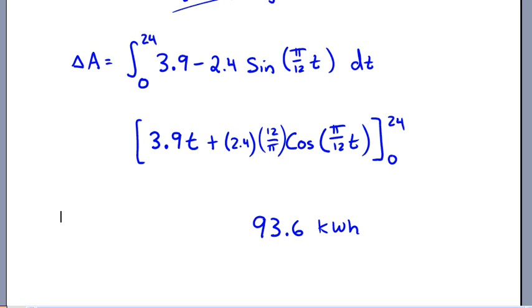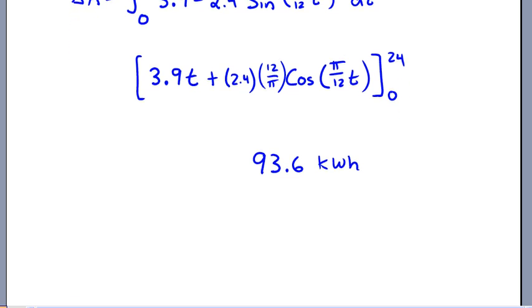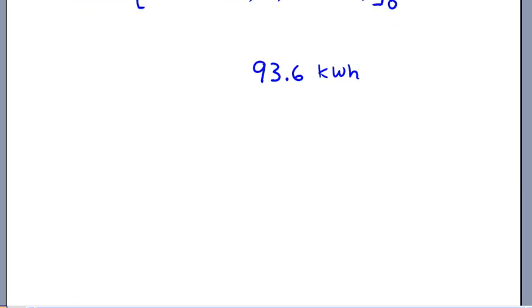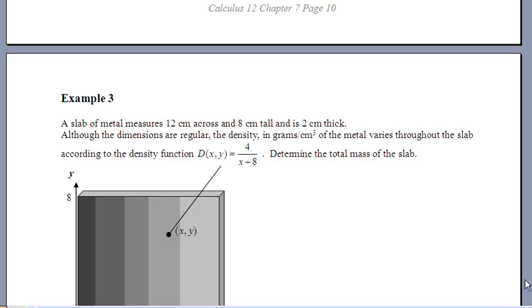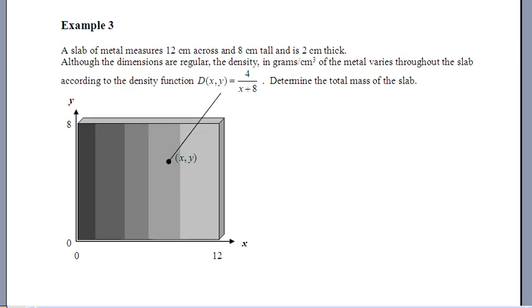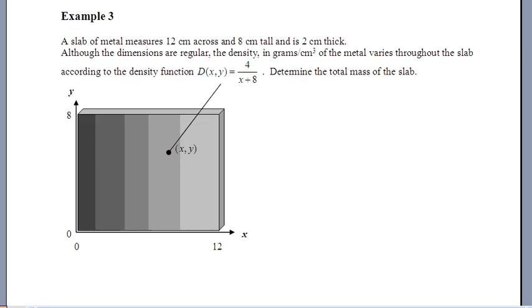Okay, 2 down, 3 to go. This next one is a challenge. It's probably the first time you're going to have seen one that looks this interesting. And once we figure out how to literally cut this problem up, it'll actually be okay. So it says a slab of metal measures 12 centimeters across. Yeah, I can see that down here, there's the 12. 8 centimeters tall. Yep, great. And 2 centimeters thick. So that I guess means that, looking this way, that's a 2.